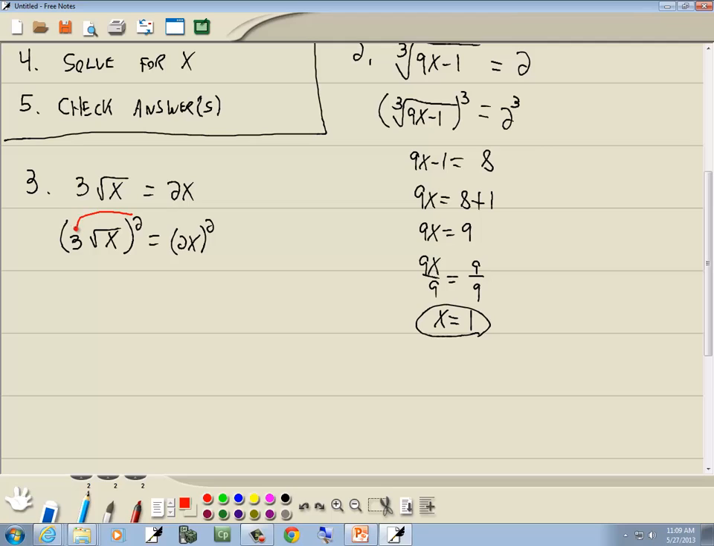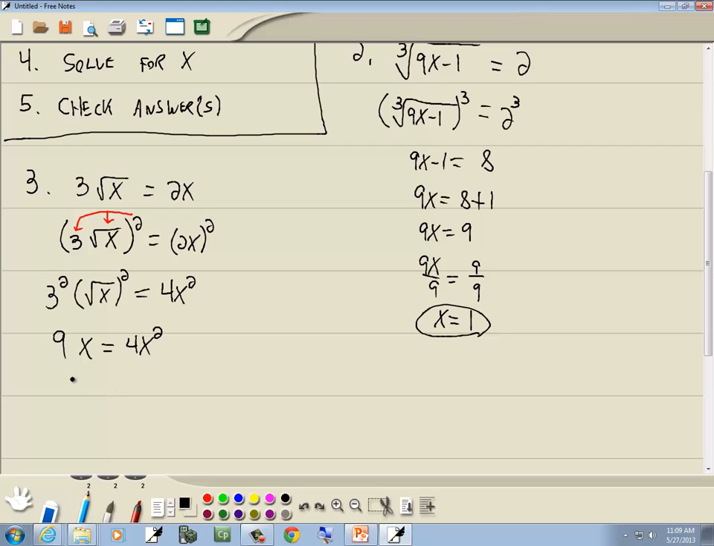So I'm going to take the 3 to the second power, and I'll take the square root of x to the second power. So I've got 3 to the second power, square root of x to the second power. And 2x times 2x just gives us 4x squared. Now 3 squared is 9. And here the square root of x to the second power, again, our index matches the power, so they're going to cancel each other away, so that just leaves us x. Equals 4x squared.